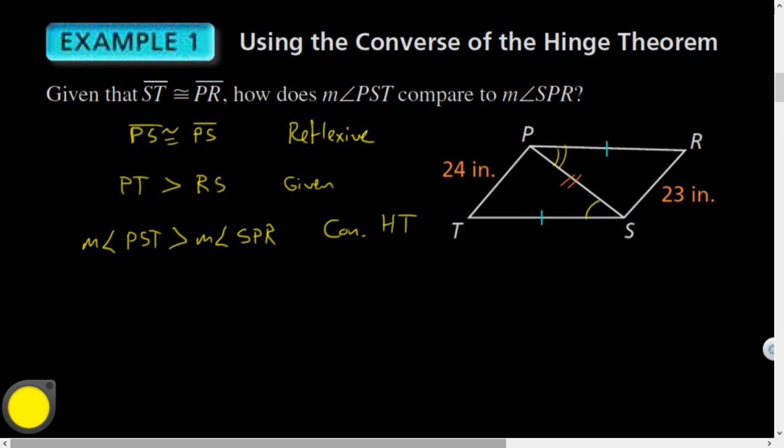Let's see, here we go. Because it's opposite of a larger side. So PST is going to be the bigger one. Thoughts?